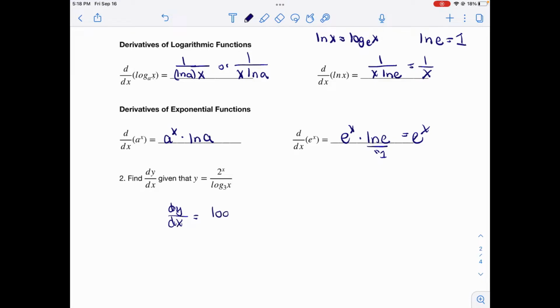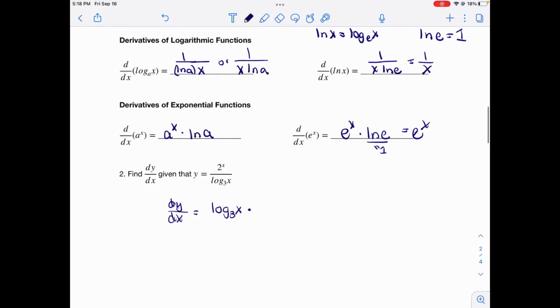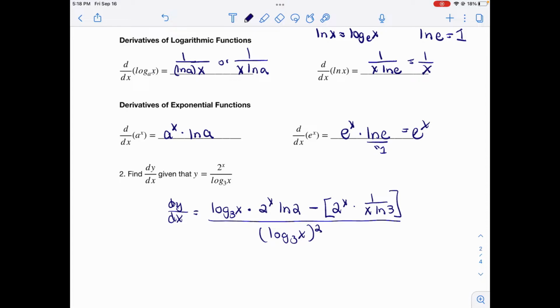We're going to differentiate this using our quotient rule. So low d high, and the derivative of 2 to the x, using our new formula, is 2 to the x times natural log of 2, minus high, which is 2 to the x, times d low, which is the 1 over x natural log of 3, all over low squared.